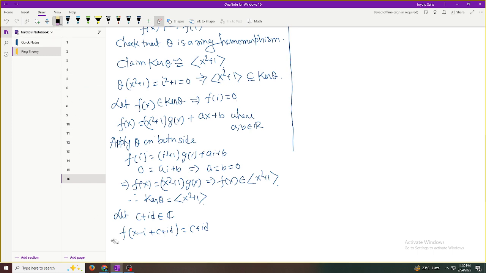Not f, sorry, theta, I should write theta. So this implies theta is surjective, hence R[x] quotient the ideal generated by x square plus 1 is isomorphic to C as a ring, because all are ring isomorphisms, not only as a vector space, but as a ring.